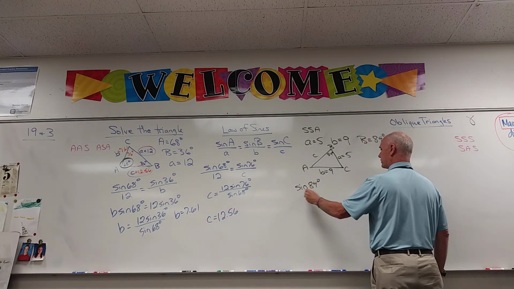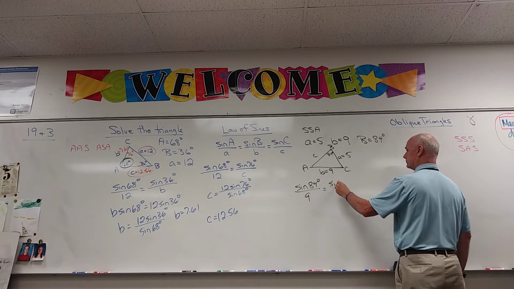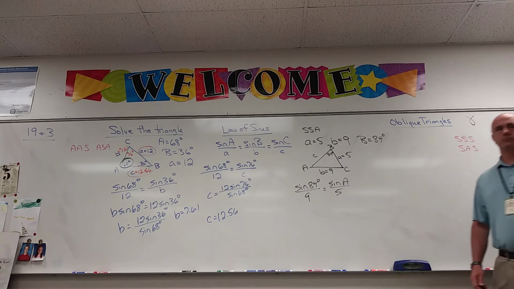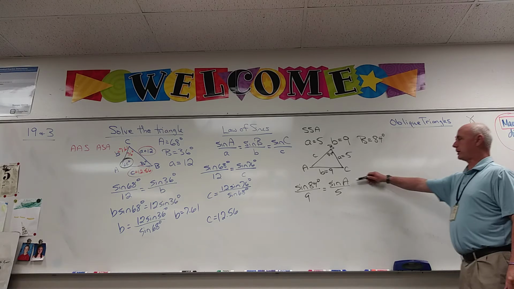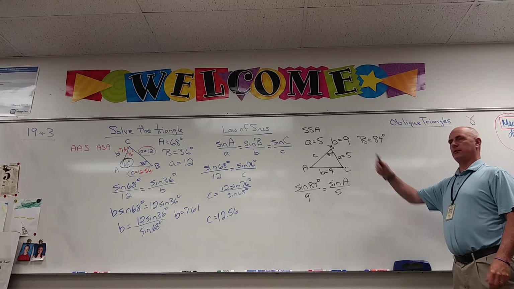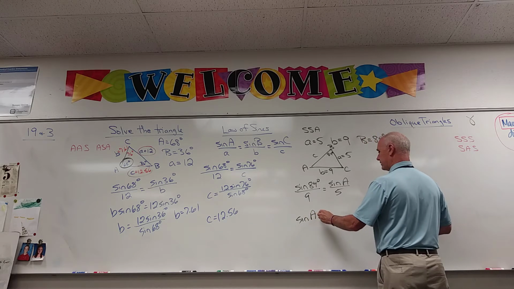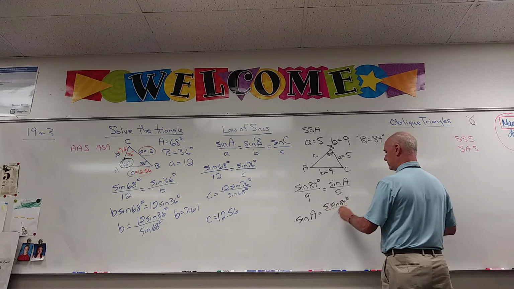Sine of 84 degrees over 9 equals sine of A over 5. Yeah, we can simplify it a little bit. I'm just going to multiply by 5. Since what we're looking for is in the numerator, if we just get rid of this, we'll be done. So that would say that sine of A is equal to 5 sine of 84 degrees over 9.